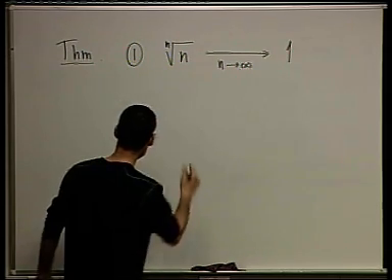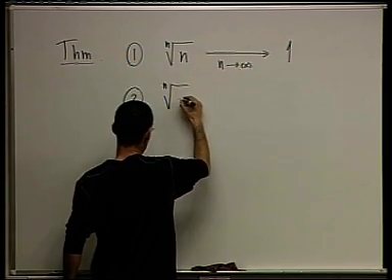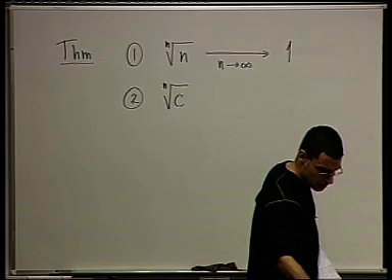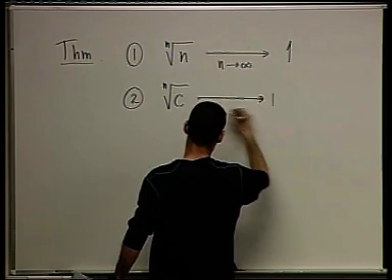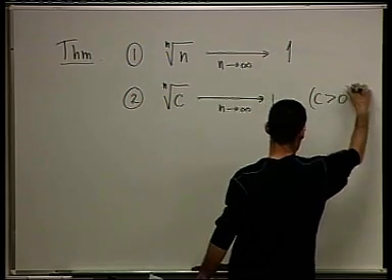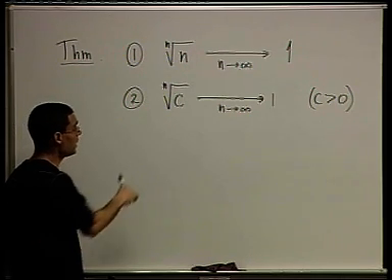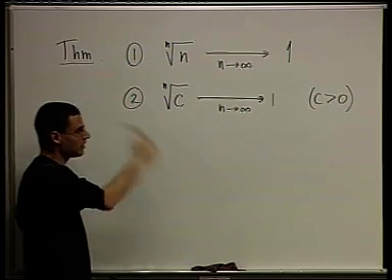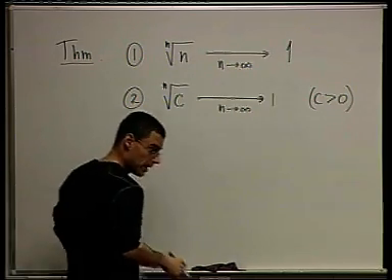Here's another one. The nth root of a constant c goes to 1 as n goes to infinity, for any positive c. Any constant. So if you take root 2, third root of 2, fourth root of 2, fifth root of 2, that's going to converge to 1 as well.